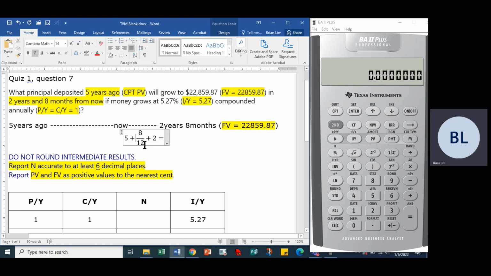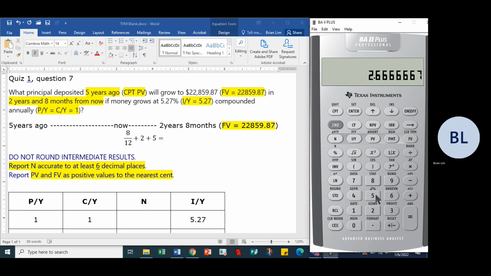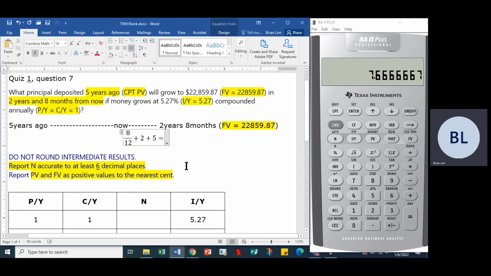Let's change this a bit so we don't run into any problems. So plus 5. Let's do it this way. We start over here and then we move over there. So we go 8, we divide by 12, we add 2, and then we add 5, correct? And that gives us 7.666666, six 6s, and a 7. So that is in years. Correct? Yeah, that's in years.